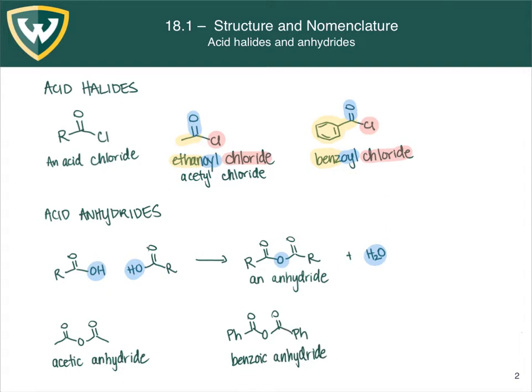If the two carboxylic acids are next to each other on a ring, then when you make the anhydride, you get a cyclic anhydride. And these are usually referred to by their common names, and they're related to the acid they're derived from. So this is succinic anhydride. It's derived from succinic acid, which is the linear diacid precursor.